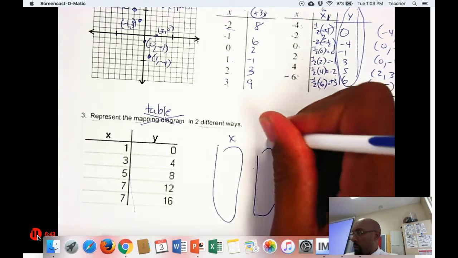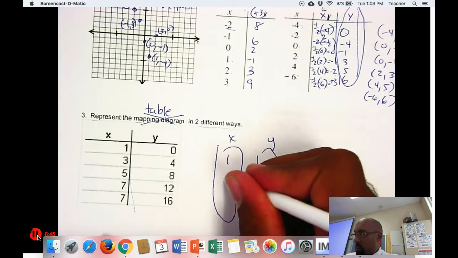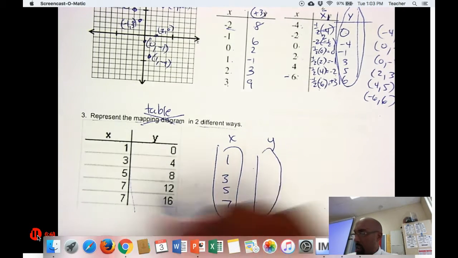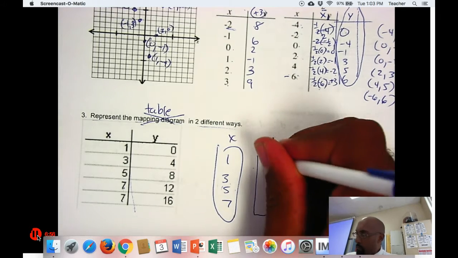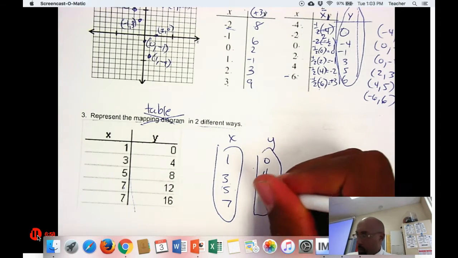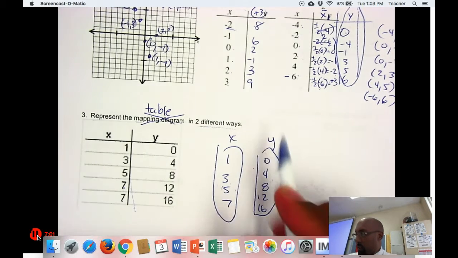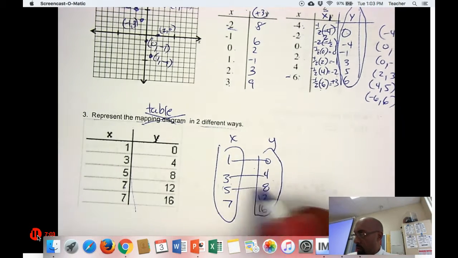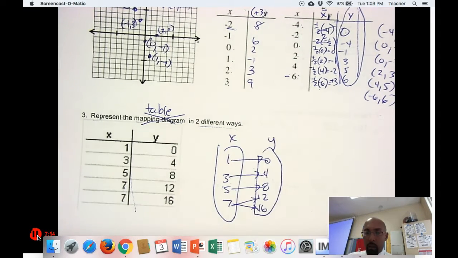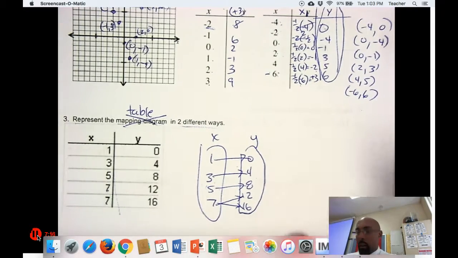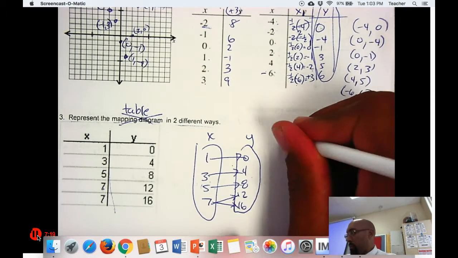So first I have x and y. I write all the x values, 1, 3, 5, 7 is repeated twice, but remember in a mapping diagram you only write out the coordinates once, or the domain arranged once. So 0, 4, 8, 12, 16, and now all we do is connect it with arrows. So 1 goes to 0, 3 goes to 4, 5 goes to 8, 7 goes to 12, but it also goes to 16. And you can make arrows if you want, but it's the same thing. 2 different ways.